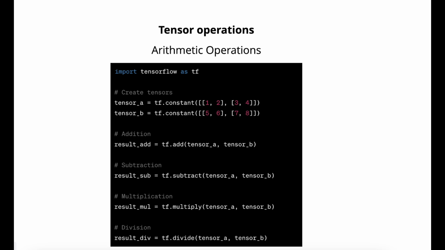So this is the subtraction, the previous one was the addition. So subtract tensor A, tensor B. Multiplication is tf.multiply, and then division is tf.divide. Give it a go and see how the results show up.